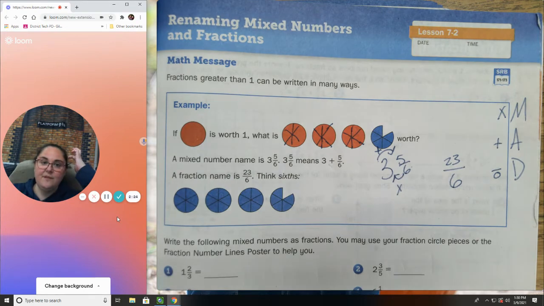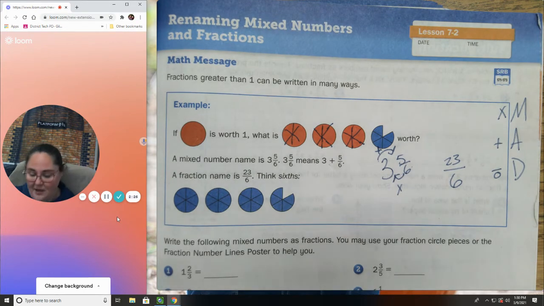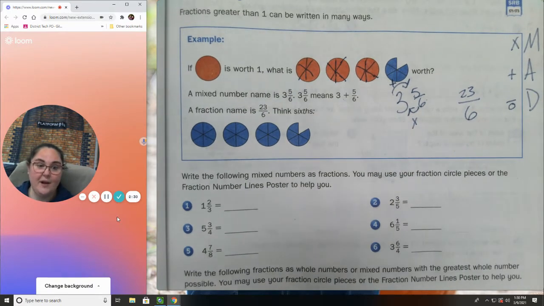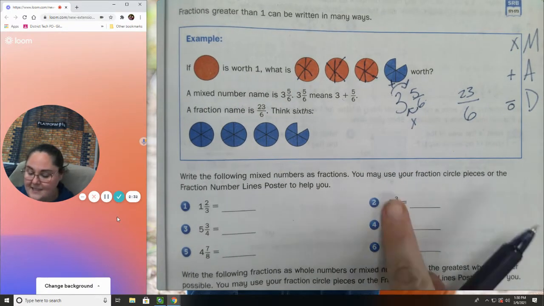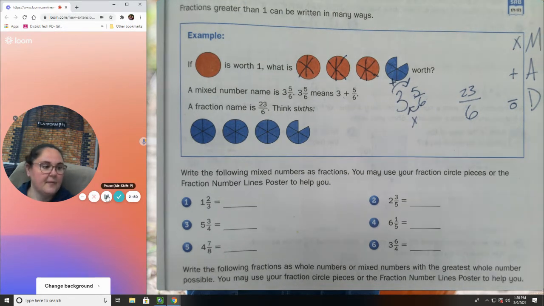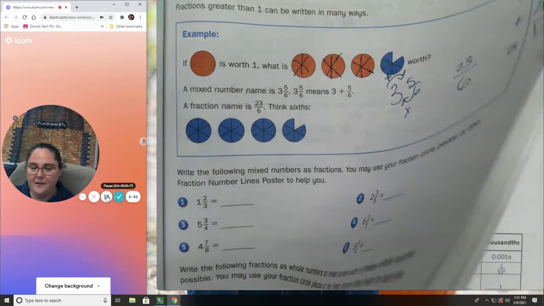This is just a review of what we've already done. This is a strategy that we've used before. So for number 1 through 6, that's the strategy we could use. It does say you can use a number line, the fraction circle pieces, or the number line poster. I am going to attach that to the lesson for you today. It is something that Everyday Math gives us as the number line poster. It talks about different fractions that you might see. Another place that you can see that is the very back cover of your Everyday Math workbook.